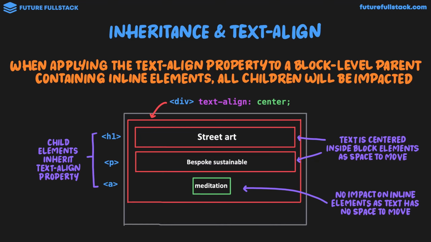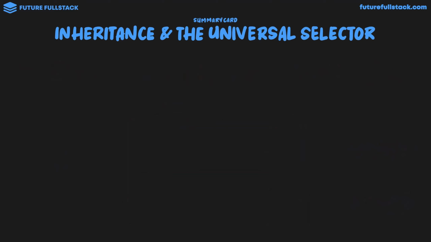I spent a bit of time explaining what's going on behind the scenes because I think it is useful you have a basic understanding. So let's finish off by building our next summary card, Inheritance and the Universal Selector. We looked at inheritance, which is where properties set on parent elements are passed to child elements by default. And we saw this was mainly for text properties.